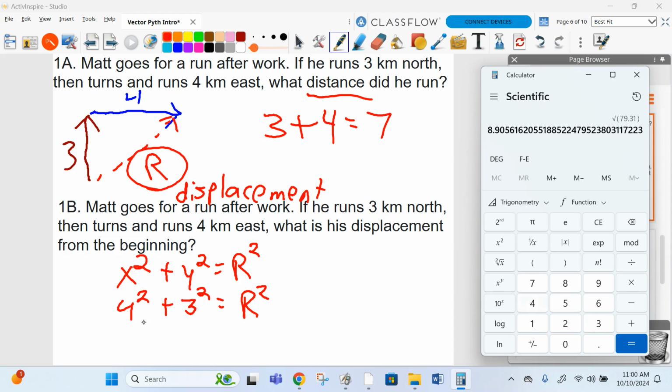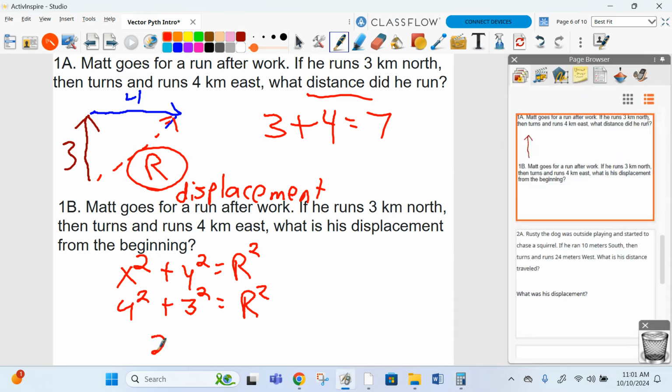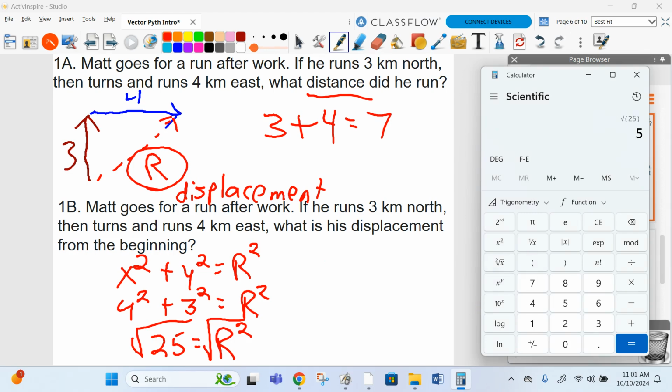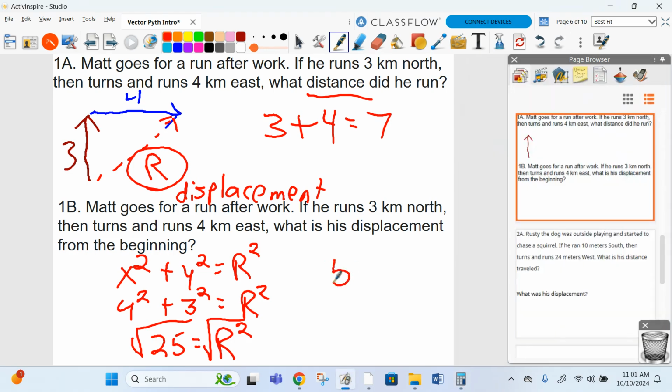I type that left side in my calculator just like I did before. 4 squared plus 3 squared equals 25. But I don't want to know what r squared is equal to. I want to know what r is equal to. So the last thing I need to do is take the square root. And the square root of 25 is just 5. And that's the answer to part B. 7 is the answer to part A.